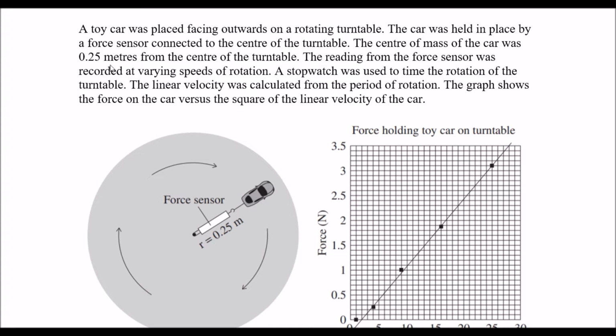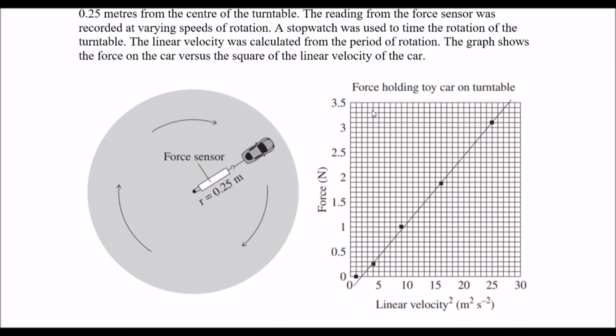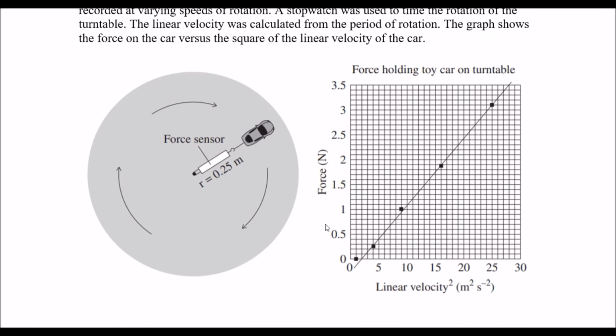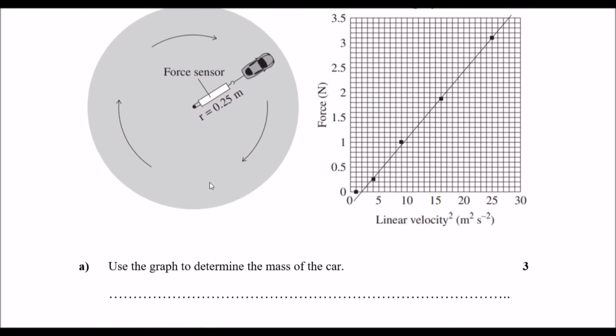The reading from the force sensor was recorded at various speeds of rotation. A stopwatch was used to time the rotation of the turntable table. The linear velocity was calculated from the period of rotation. The graph shows the force on the car versus the square of the linear velocity of the car. So that's our information here with the graph. As you can see, linear velocity squared, and also on our vertical axis, force. That's what we have here.